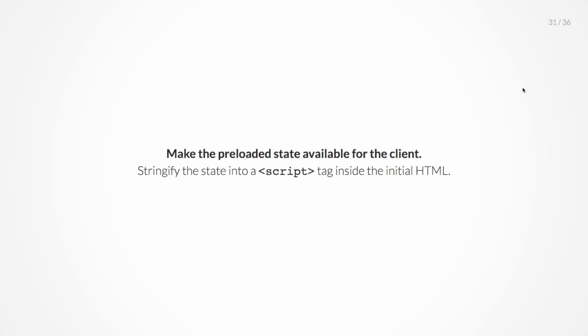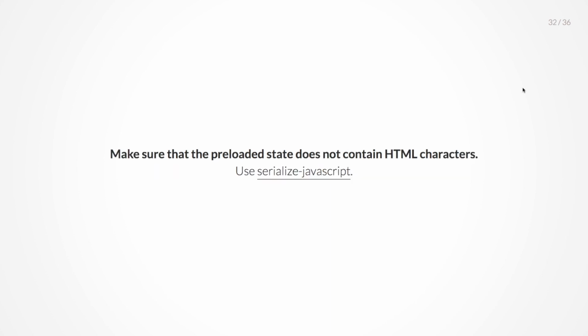The preloaded state you can render into a script tag in the initial HTML. One thing, and I guess if you're already doing universal JavaScript, you need to make sure that this stringified state is not stringified with JSON.stringify. It should be stringified with, for instance, serialize-javascript, because if it contains HTML characters, you get a cross-site scripting vulnerability.